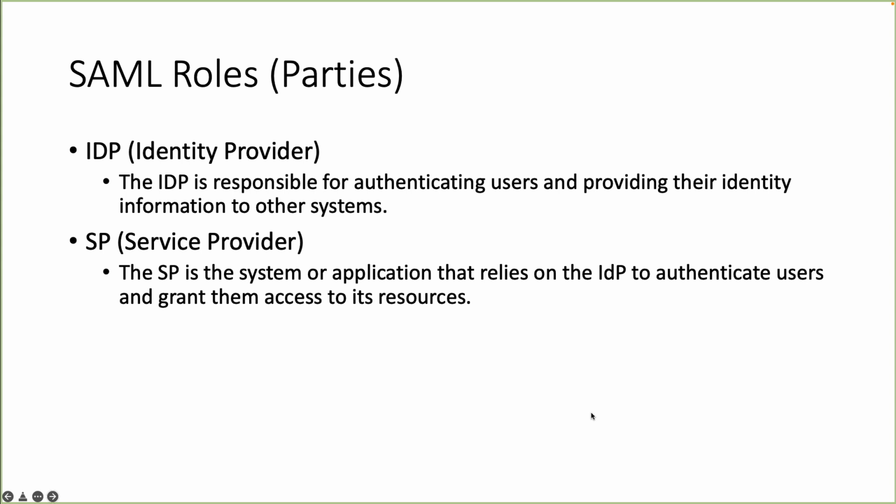So what are the SAML roles or parties? It's pretty straightforward. There are just two roles in SAML. One is the IDP, which is the identity provider, and the other one is the SP, which is the service provider. You can think of the SP, or service provider, as the client or application. And the IDP is the identity provider, a centralized platform to manage identity, where it can authenticate users and provide the identity information to other systems.